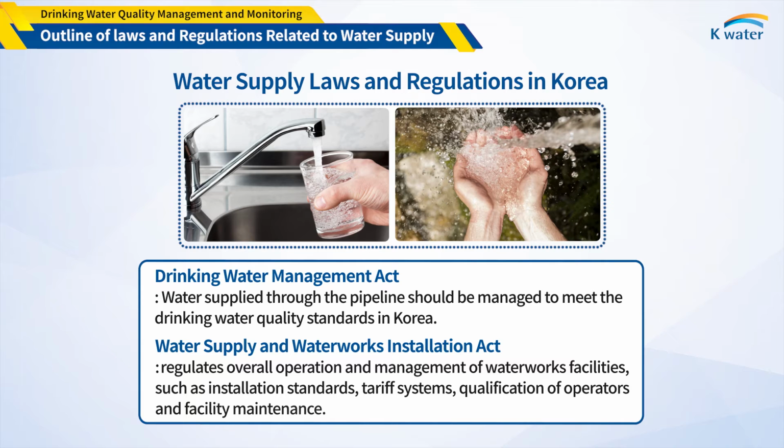There are 3 laws related to water supply and water quality management in Korea. The first is the Drinking Water Management Act, which regulates that all water supplied through the pipeline must be managed to a level suitable for drinking. Specifically, water quality standards and investigation methods are prescribed in this act. The second is the Water Supply and Water Works Installation Act. It comprehensively describes the installation standards and tariff system, qualification requirements for water supply facility operators, and maintenance.